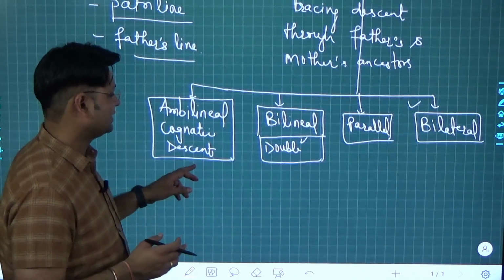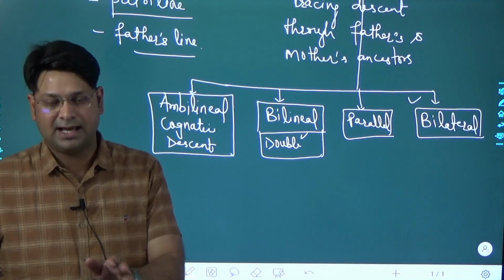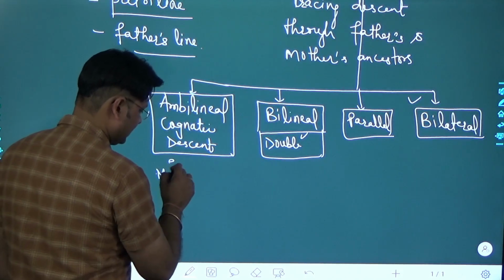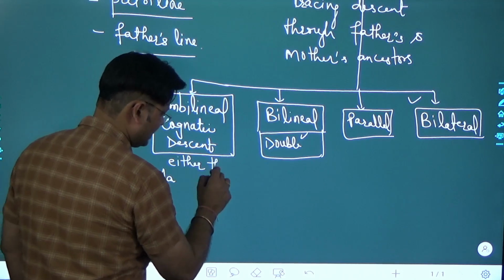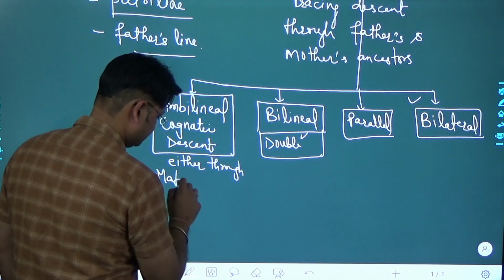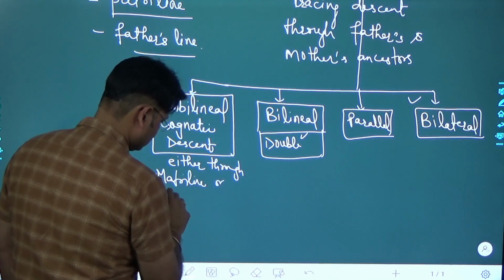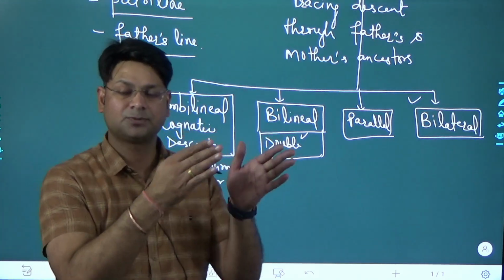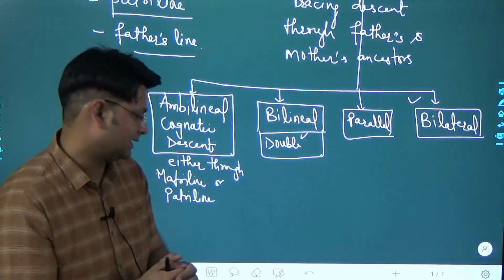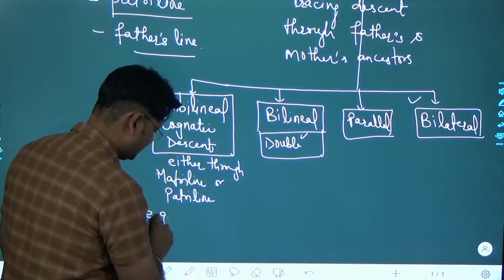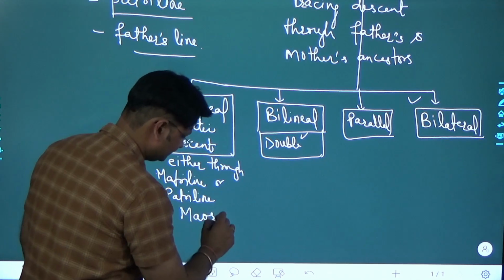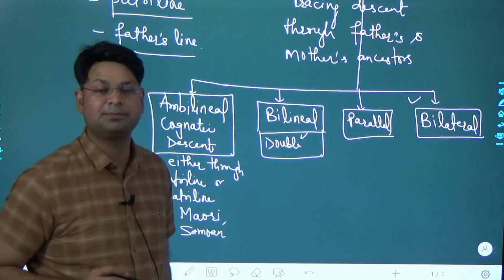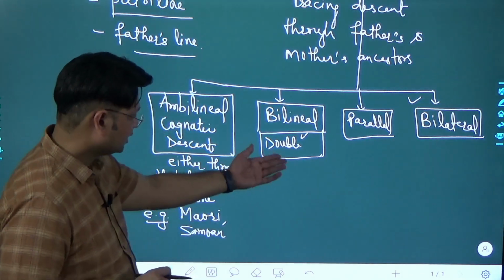So ambilineal cognatic descent, in this type of descent, a person can trace descent either through matriline or patriline. So you can simply say either mother's side or father's side, one is decided. Example of this ambilineal is Maoris of New Zealand, right? The Samoan society is the same, which was studied by Malinowski.